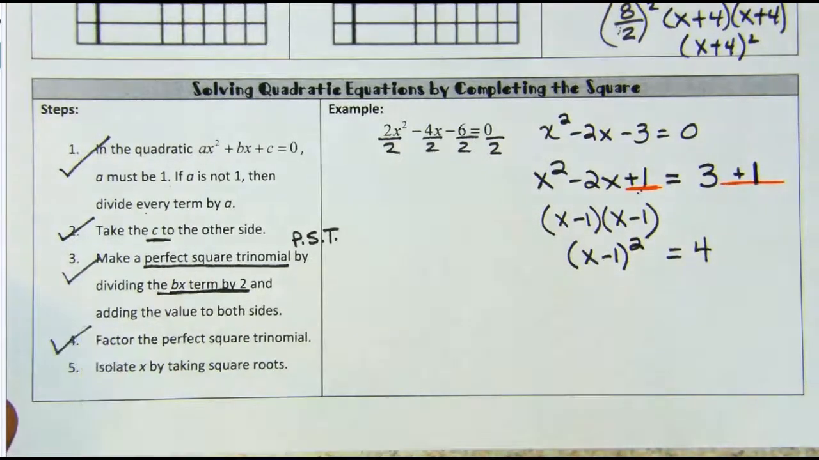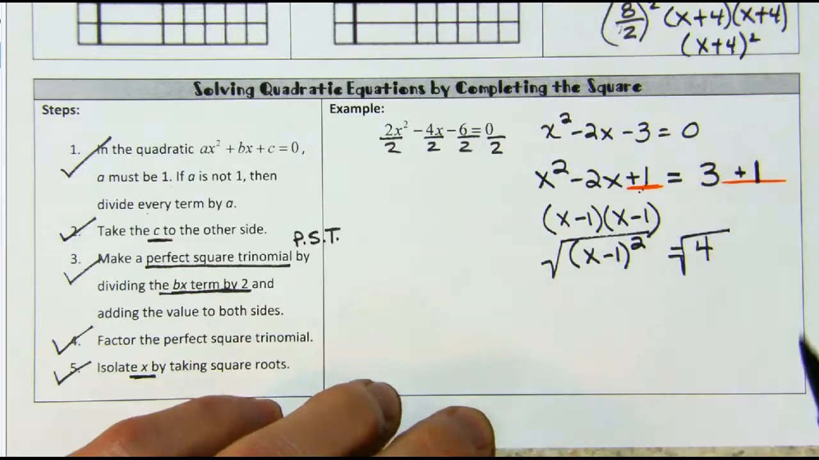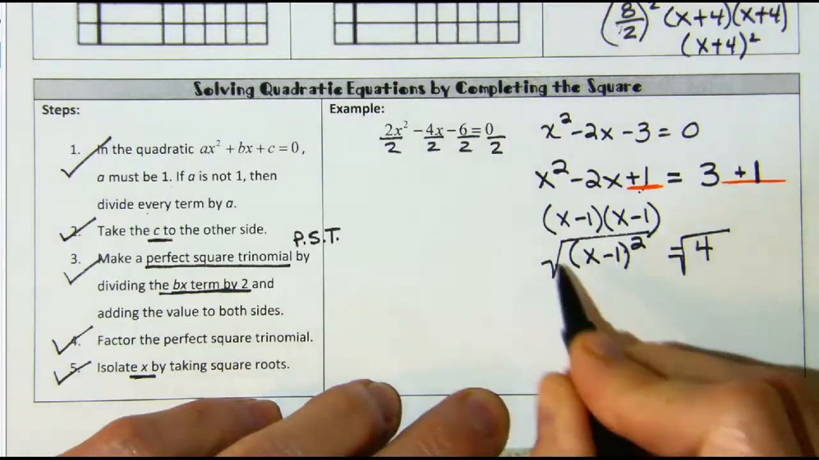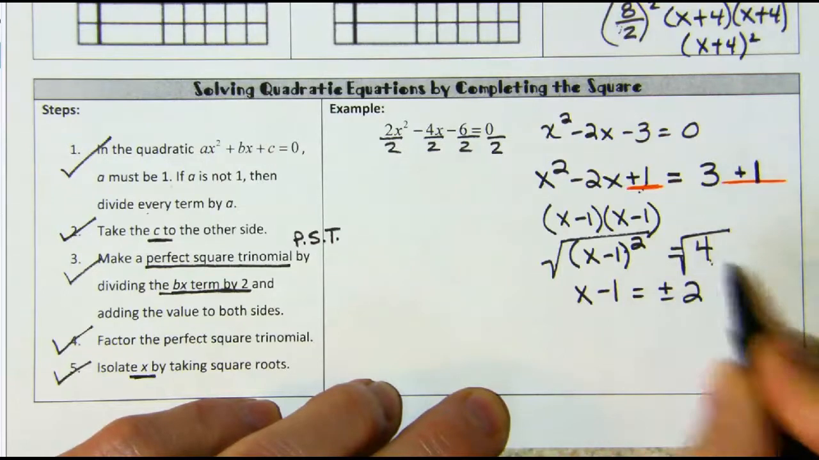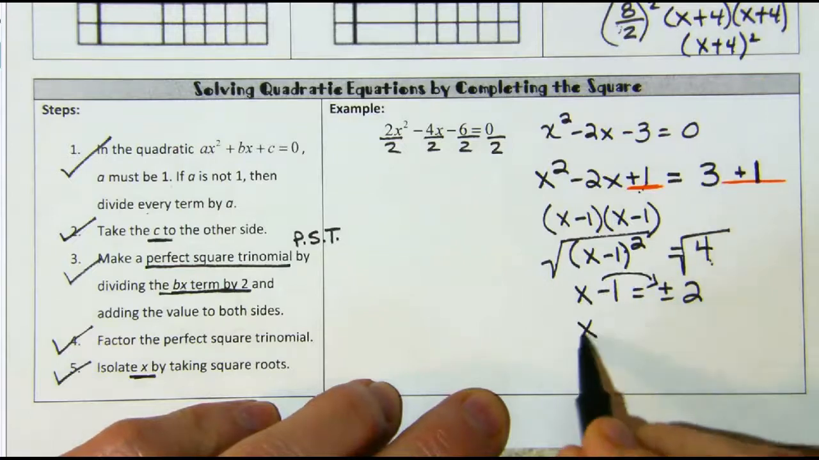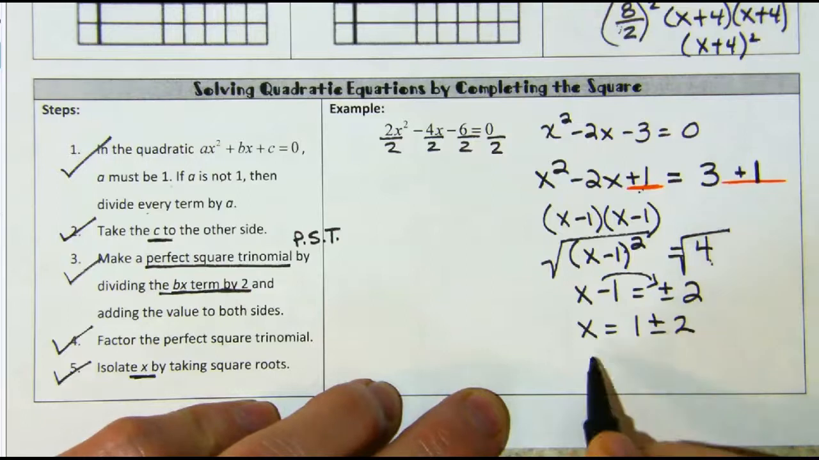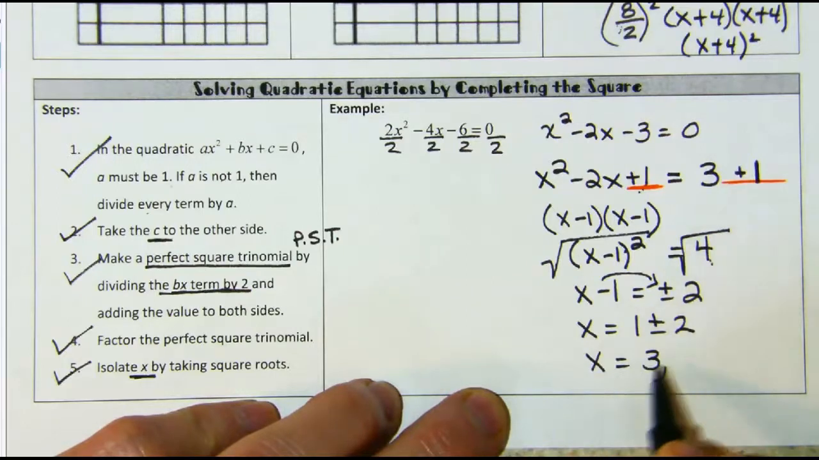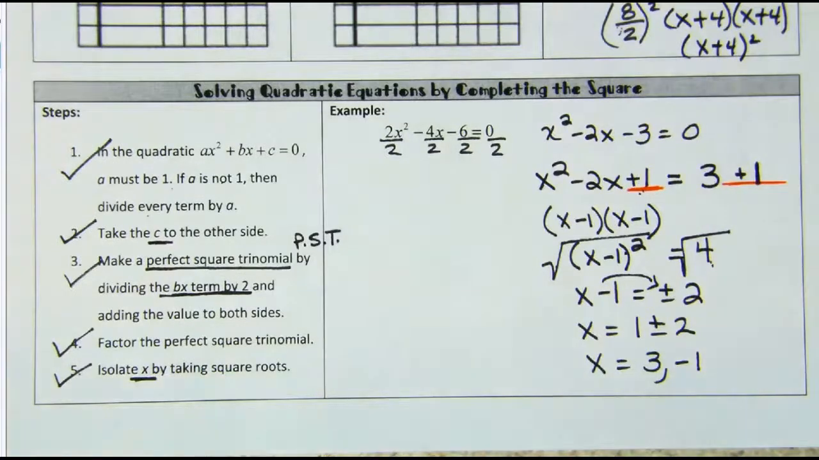Step 4 is complete. Now, step 5, you isolate x by taking square roots. Square root this side, square root this side. Square and square root will undo each other, and this is going to be plus or minus 2 because I'm taking the square root of it. Now I move this over to get x by itself, and I get 1 plus or minus 2. So x equals 3 and negative 1. Now that is the Algebra 1 review.